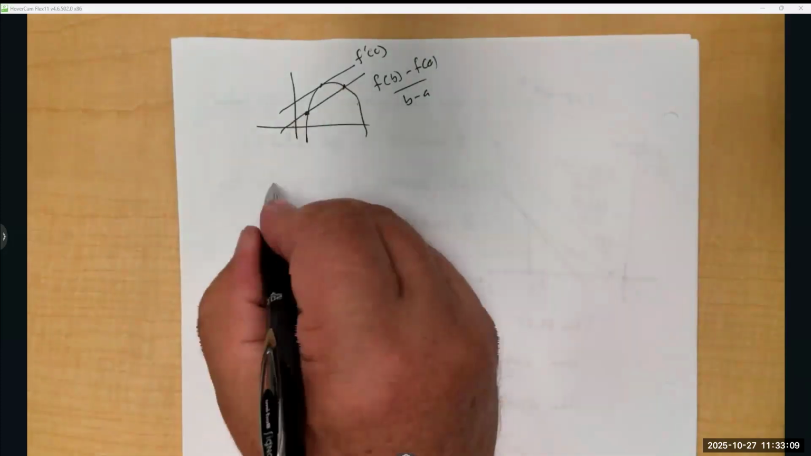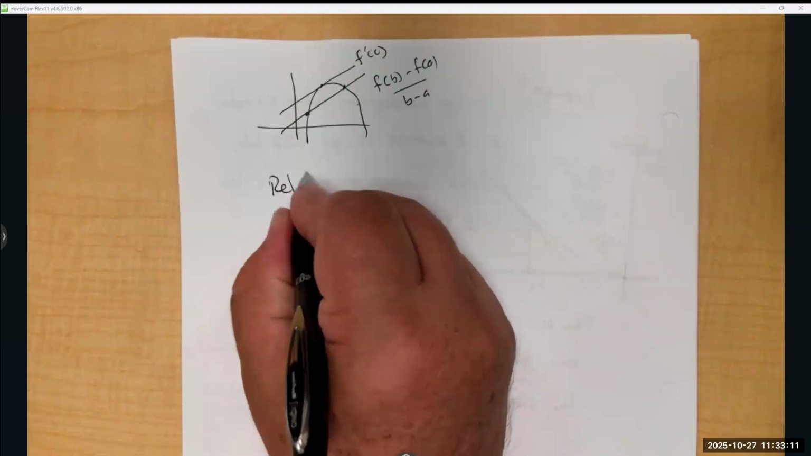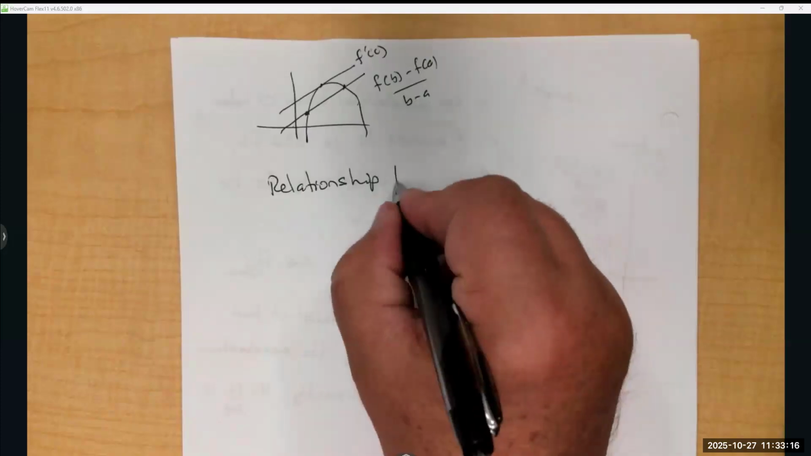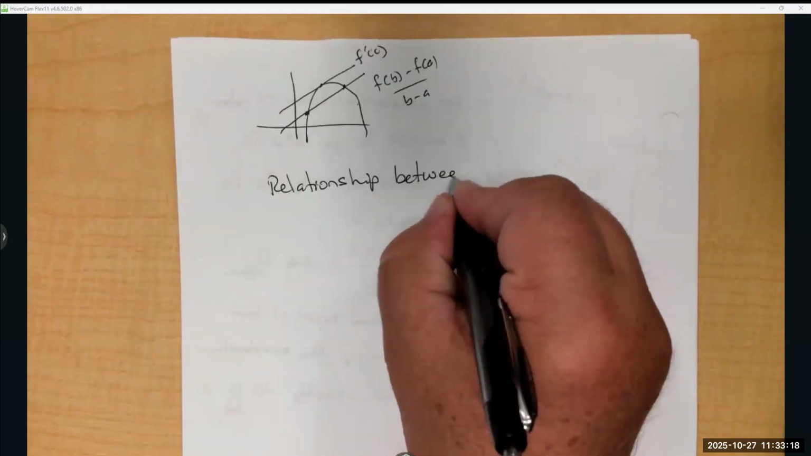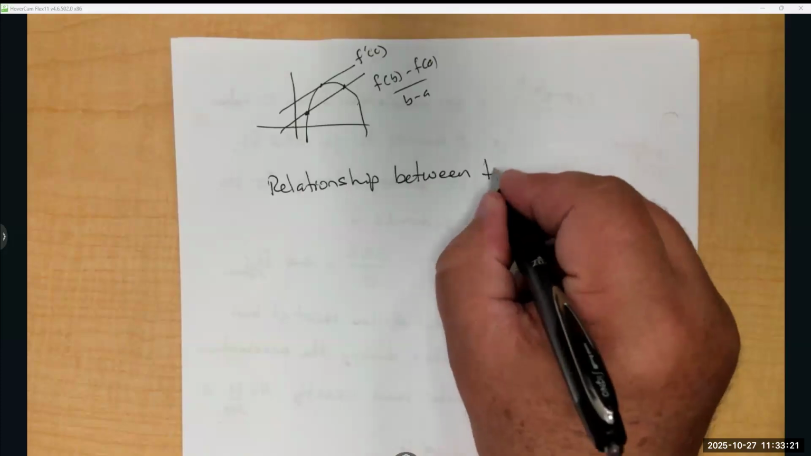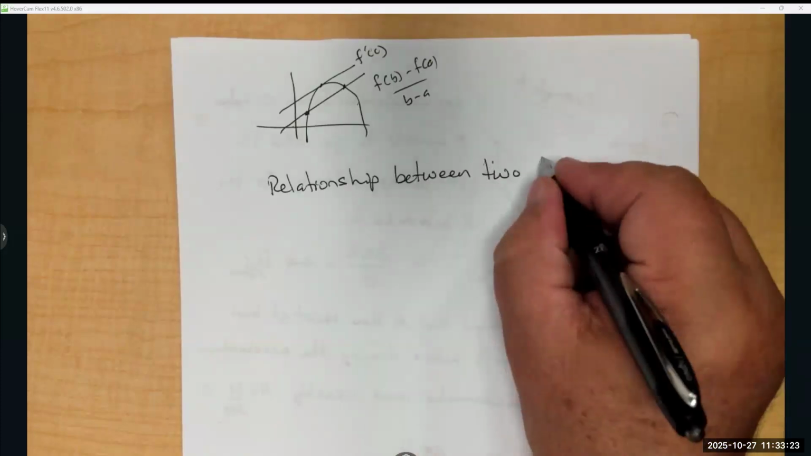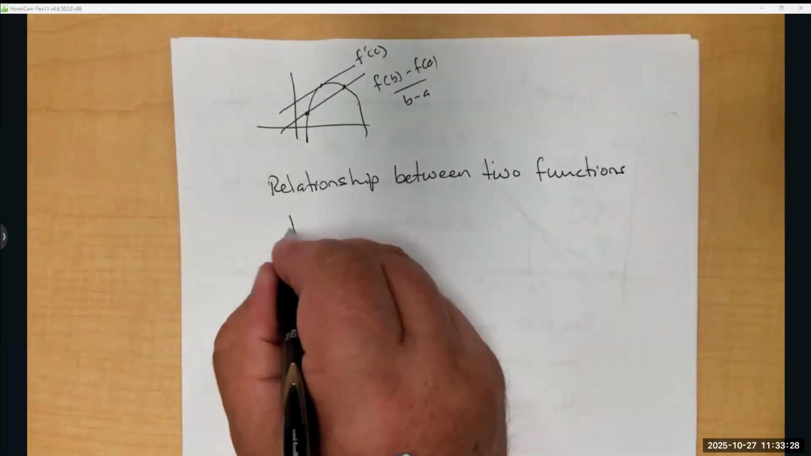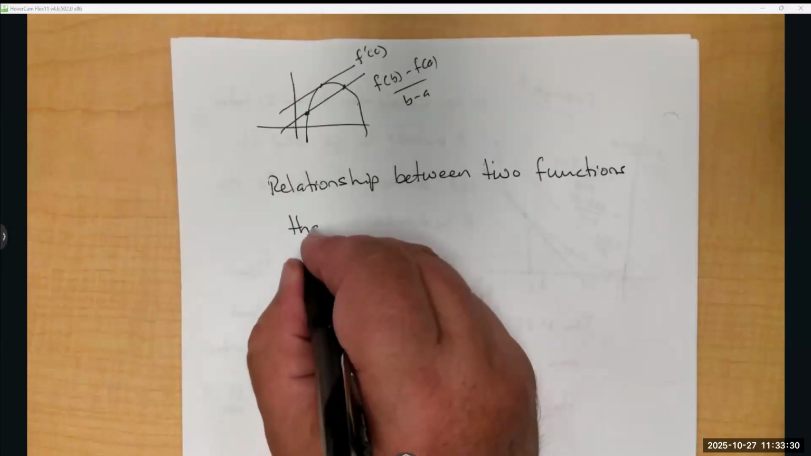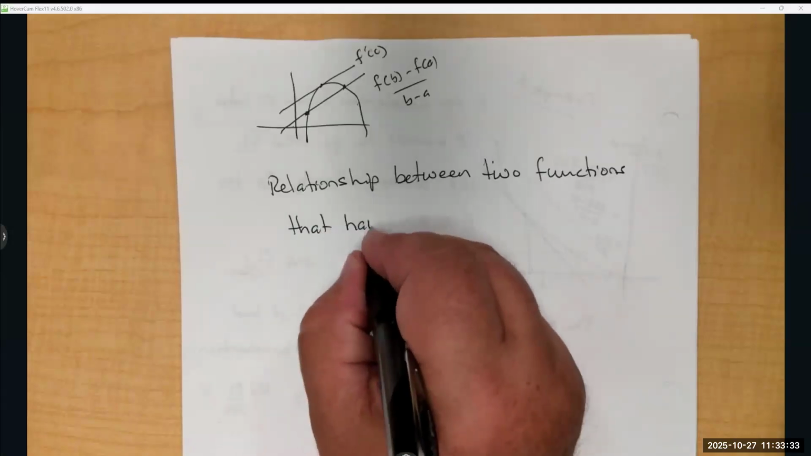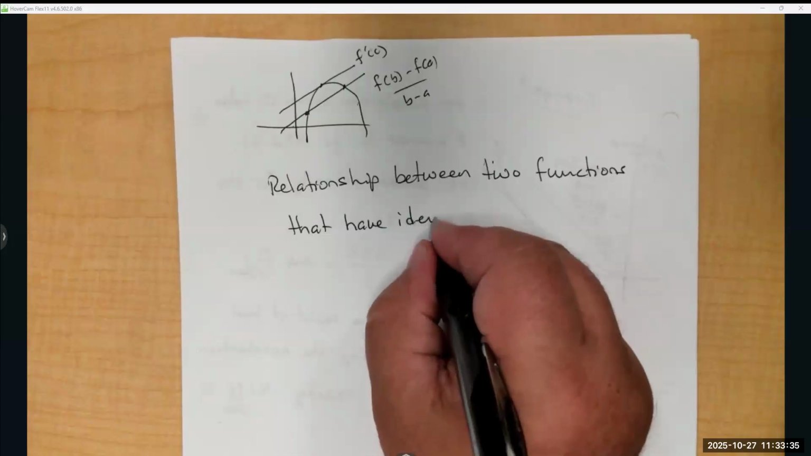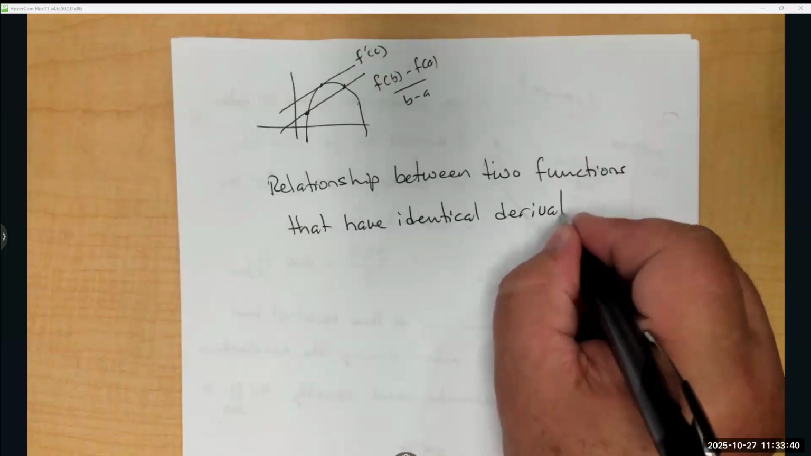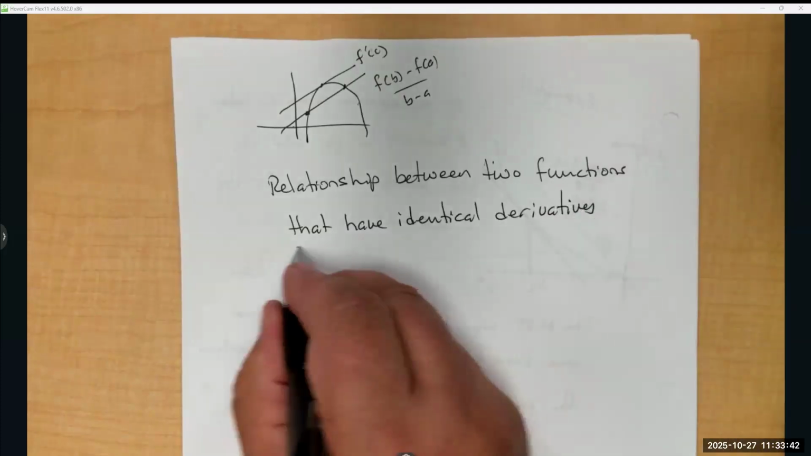So what we're looking at here now, what is the relationship between two functions that have identical derivatives?